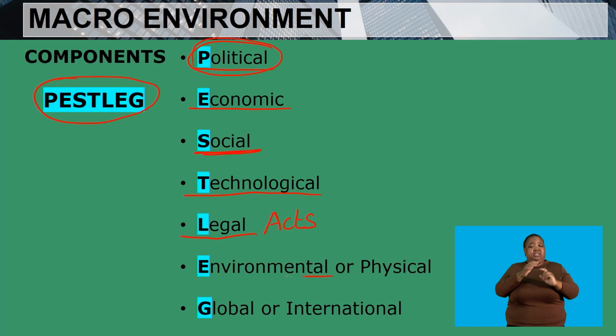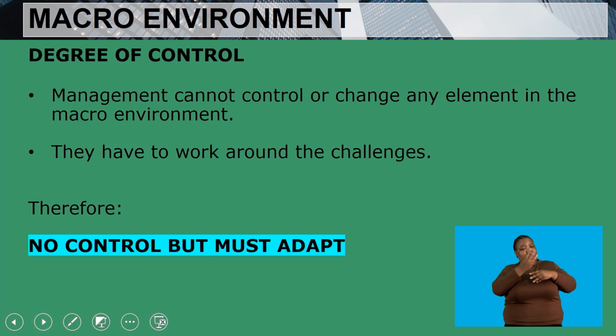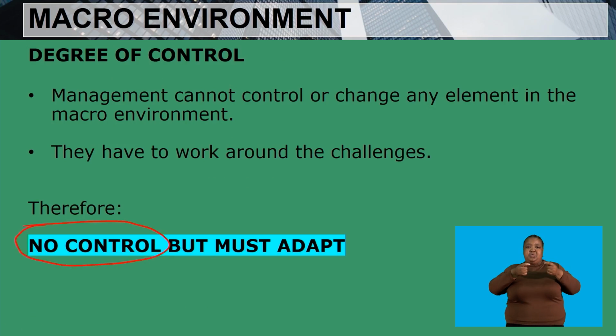We then have the environmental, where we look at different ways in which we can protect the society, or the environment rather, in which we live. We then have the global, which is also called the international, where we look at trading with other countries and how it affects us. When you look at all those components, it must tell you that we do not have control over all of these.